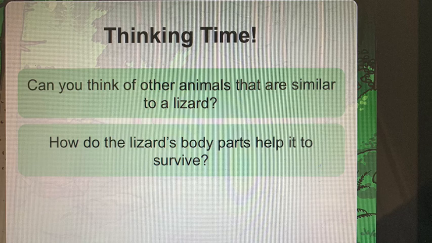I thought of a bearded dragon, which is similar to a lizard. And what body parts does a lizard have that help it to survive? Some that I can think of is, because of their scaly skin, it helps them to run across the sand without sinking, and also that it has sharp claws that will help with predators. So well done if you said anything like that.